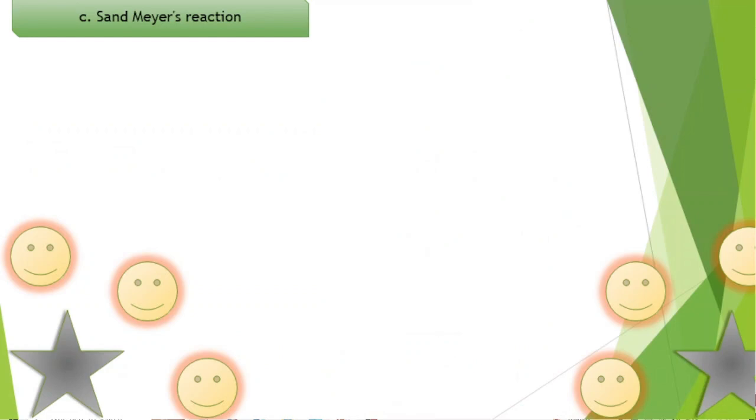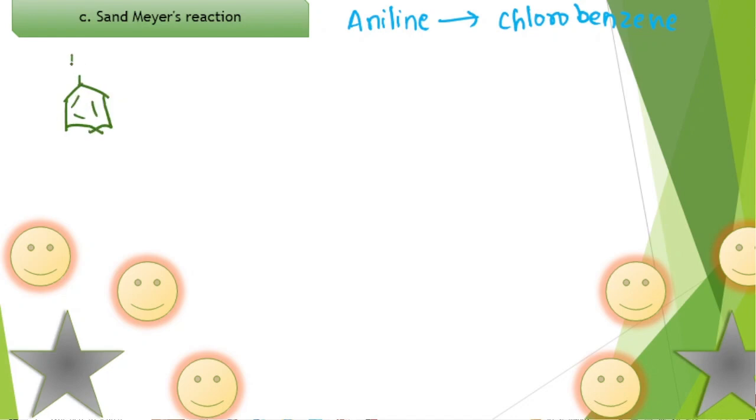Sandmeyer's reaction is nothing but the conversion of aniline to chlorobenzene. So how to convert aniline to chlorobenzene? Now listen carefully. First, we are supposed to take the aniline in Sandmeyer's reaction. Aniline is nothing but benzene attached with NH2.